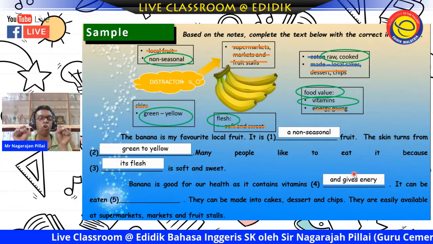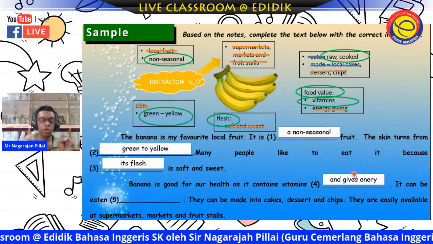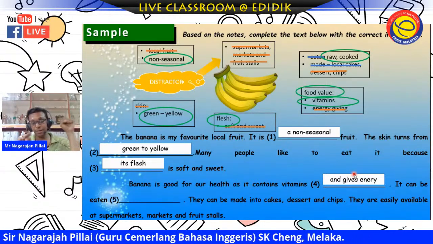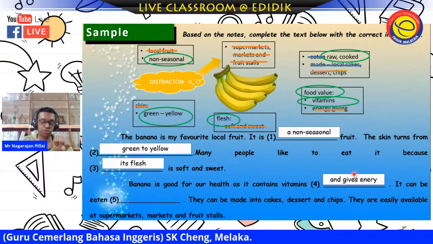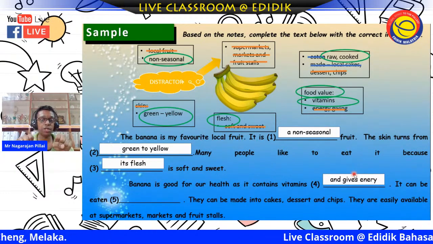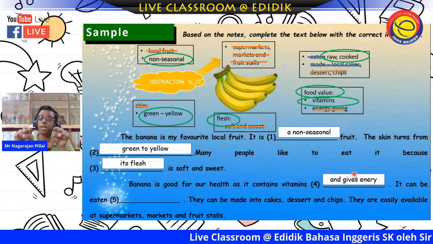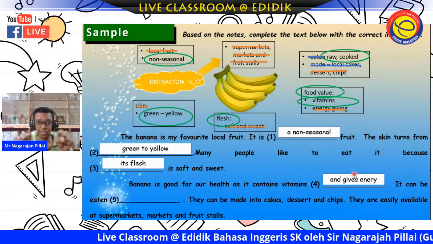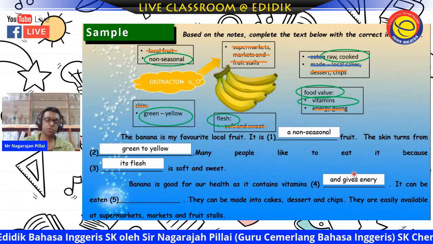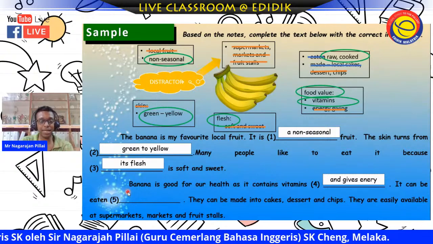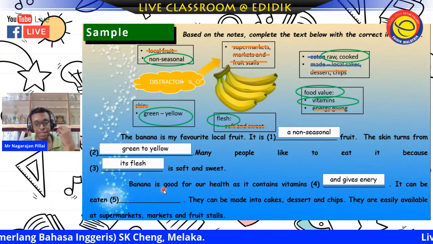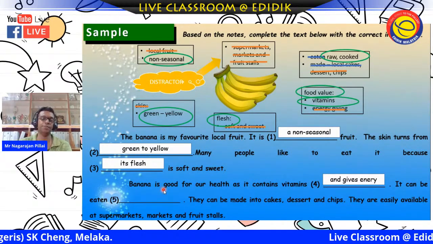That's why when you combine, listen carefully, when you combine 2 ideas, for example, idea A, idea B, you need a bridge. In English, the bridge is called a conjunction. And the very famous conjunction, when you combine 2 ideas, is the word and. So this sentence will become: banana is good for our health as it contains vitamins and gives energy.